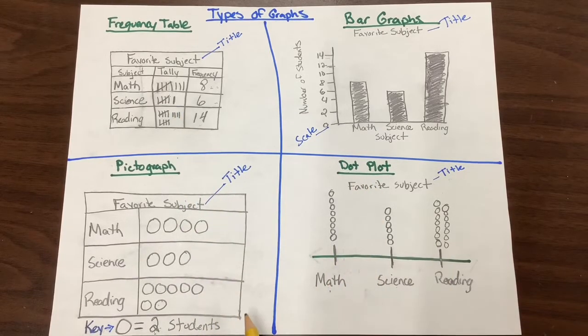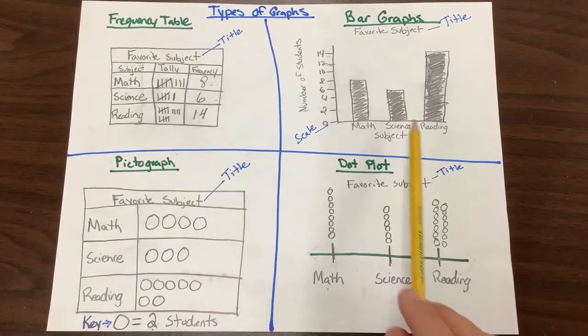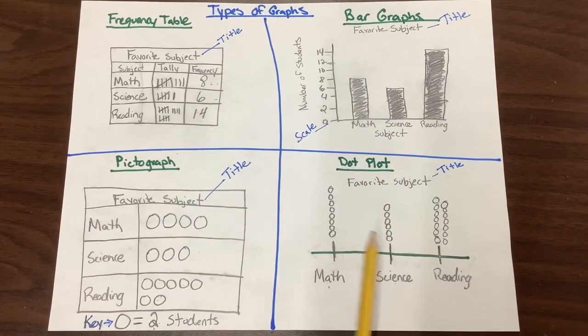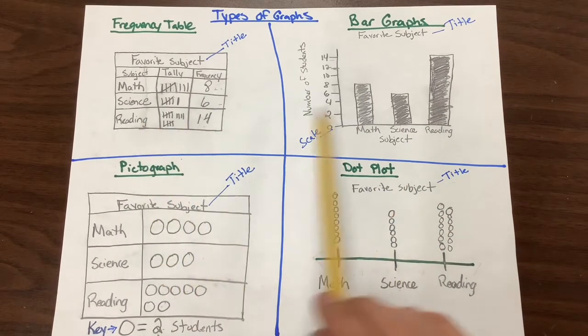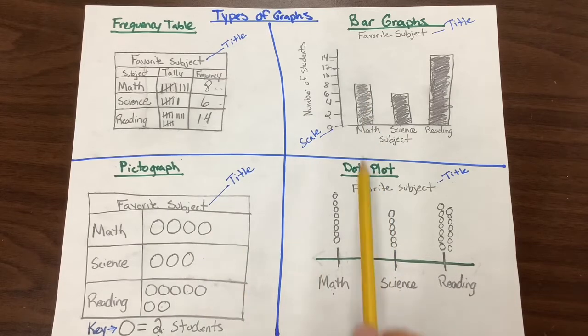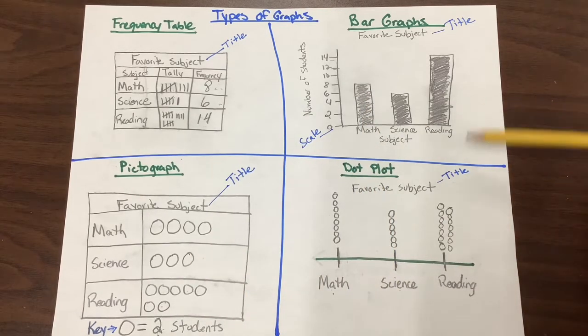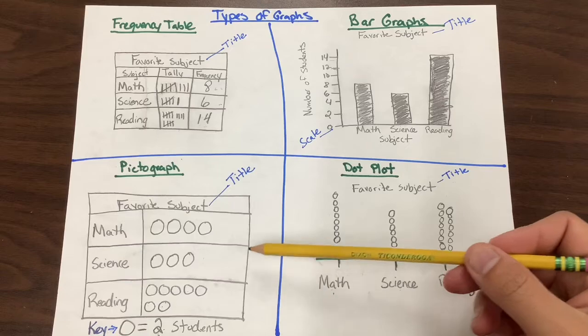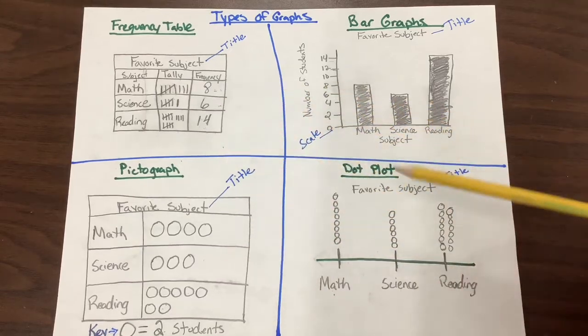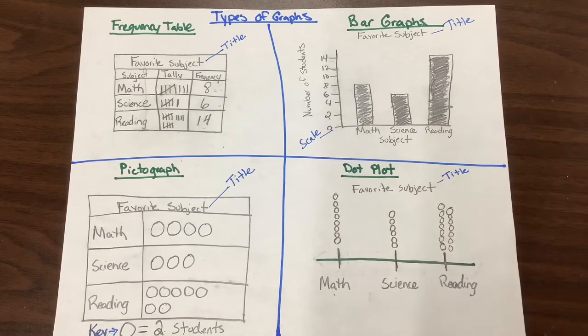You use dots to represent the amount of students that chose them. Okay? So I want you to see we use the same information in all of the tables that we learned about. So information and data can be represented in multiple ways. This information represents the same information as this one, and it represents the same information as this one. So it's the same information, but represented in a different way.